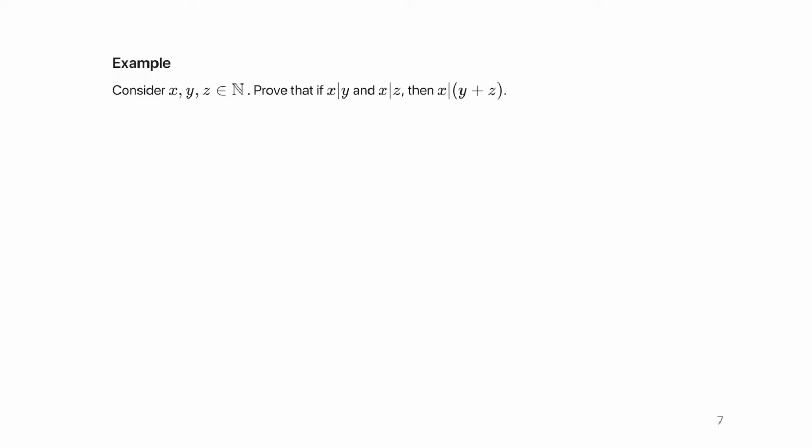Okay? So, the best way to learn is by doing an example. We want to prove that if x divides y and x divides z, then x divides y plus z. Does anyone have any ideas? And of course, x, y, and z are all natural numbers. Does anyone have any ideas on how we can start this? If we know that x divides y and x divides z, what can we say? From the definition of this divides notation, what can we say? Anyone?